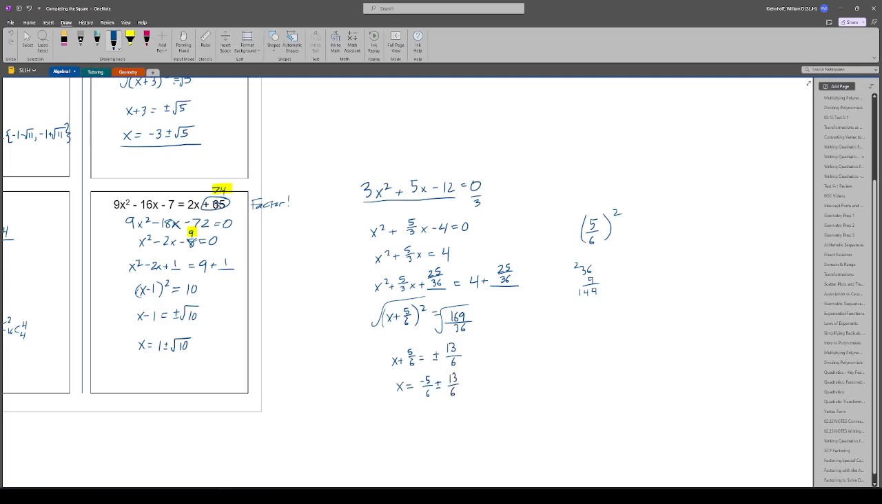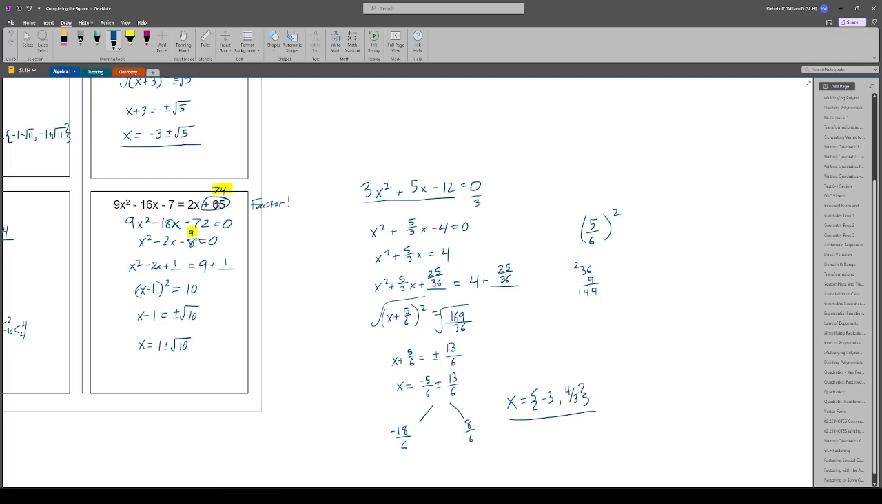Now, since these are both rational numbers, I would have to break that out into two real solutions, like final solutions, which is negative 5/6 minus 13/6. That's negative 18/6. And negative 5 plus 13, that would be positive 8/6. So my solutions ended up being negative 3 and positive 4/3. So definitely could have solved that one by factoring because there's no radicals in the answer.